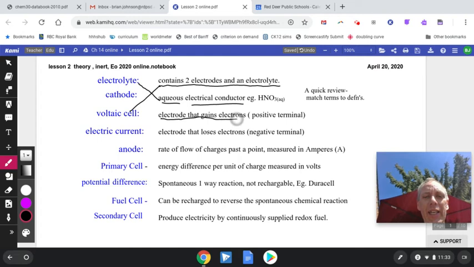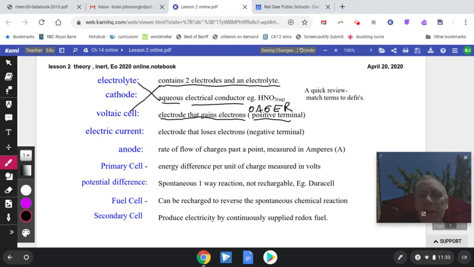Electrode that gains electrons. So if it gains electrons, it is the oxidizing agent gaining electrons, undergoing reduction. On a voltaic cell or a battery, we call it the positive terminal. So the positive terminal is always the cathode.